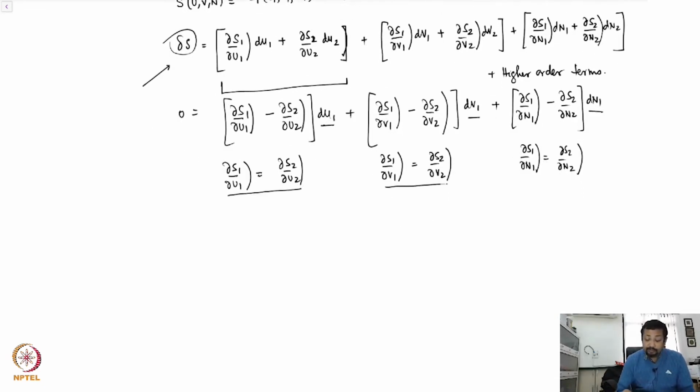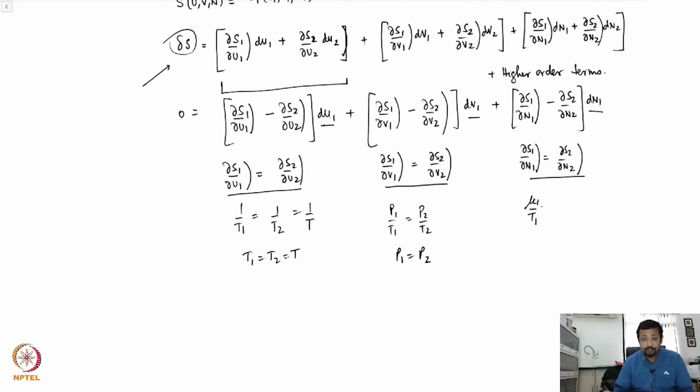But these thermodynamic relations all of you know. This means 1/T1 is going to be 1/T2, which is going to be 1/T, so that I have T1 = T2 = T in the joint equilibrium state. This means P1/T1 is going to be P2/T2, and since T1 is equal to T2, I have P1 is equal to P2. And similarly, this would mean that μ1/T1 is going to be μ2/T2. Once again, since T1 is equal to T2, this is going to be μ1 equals μ2.